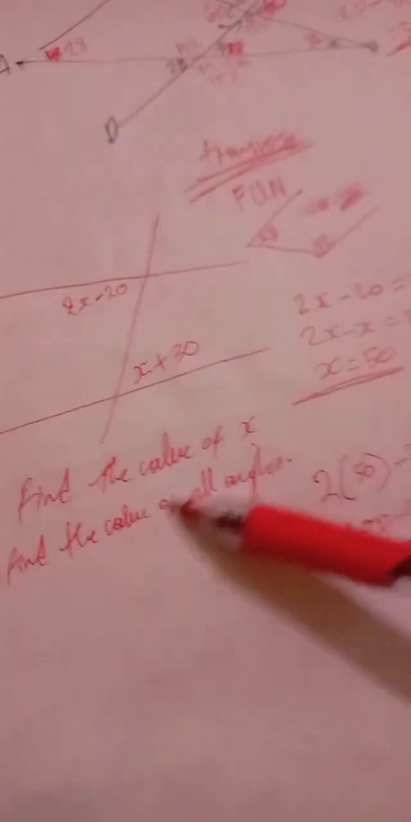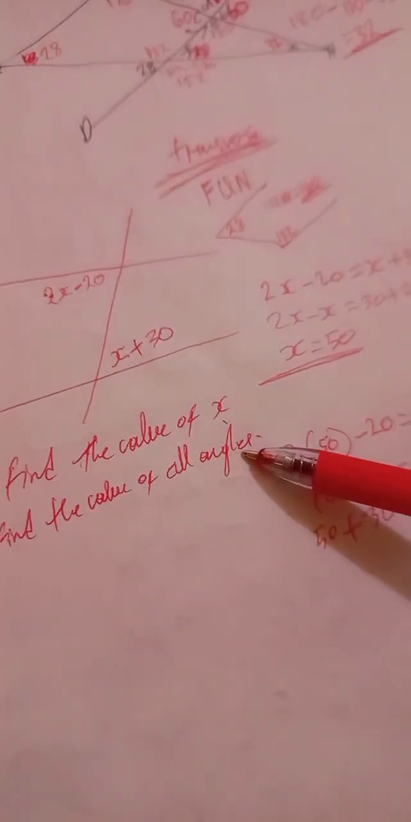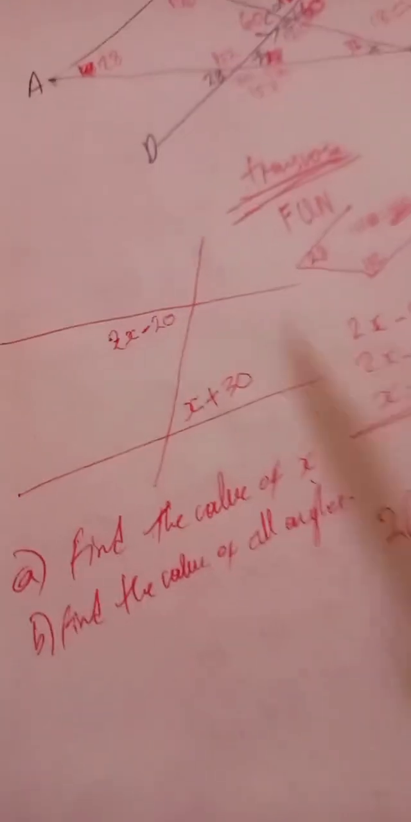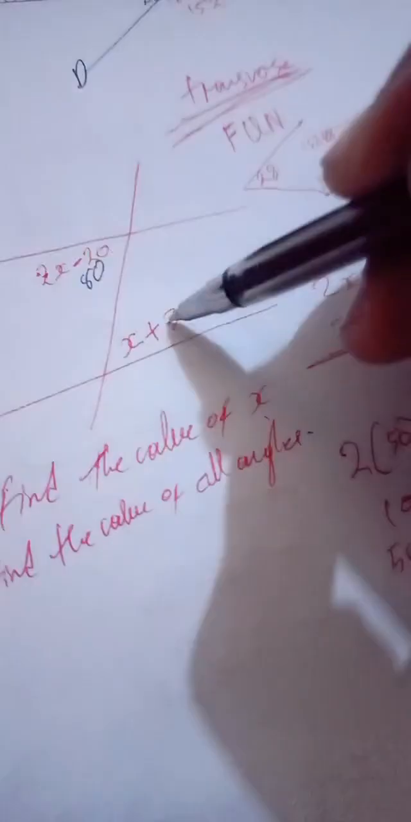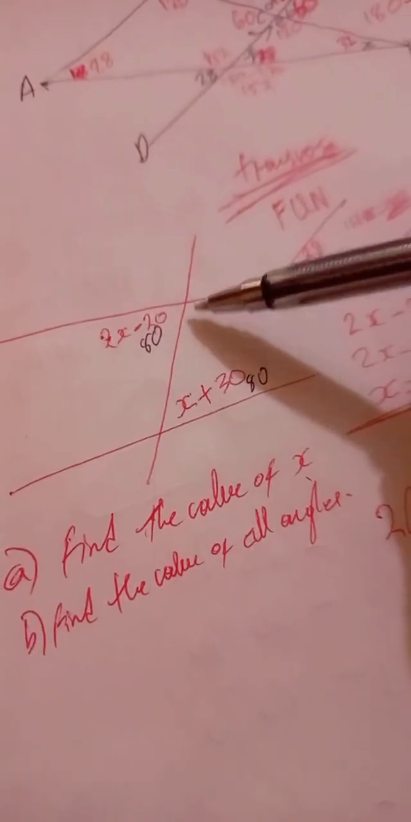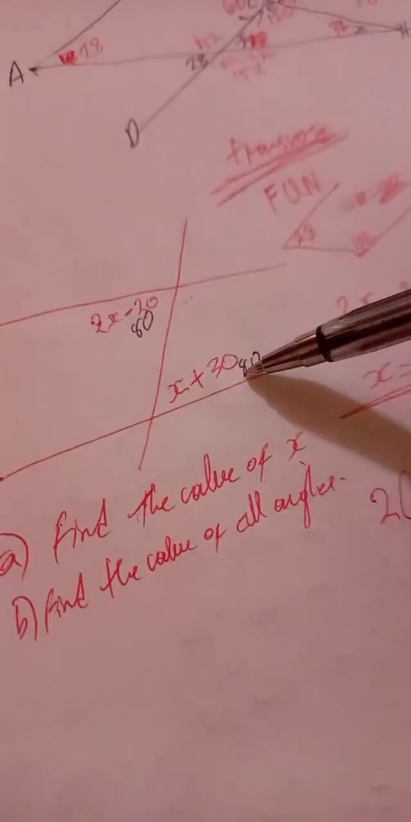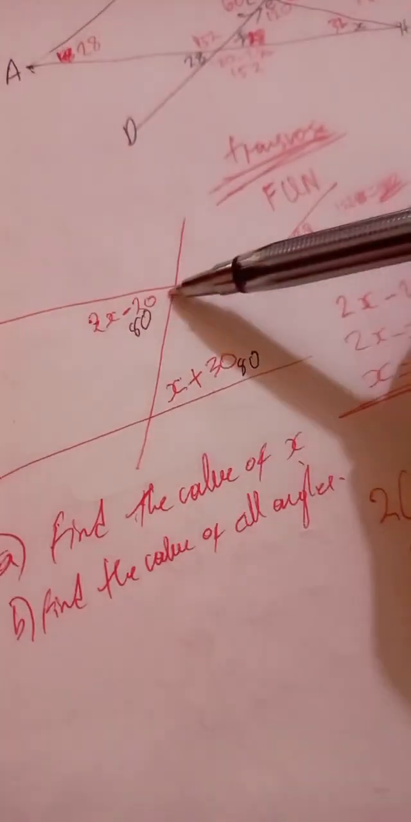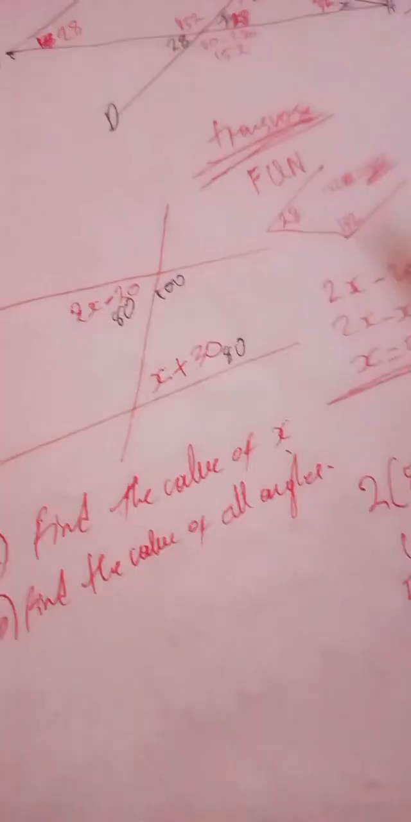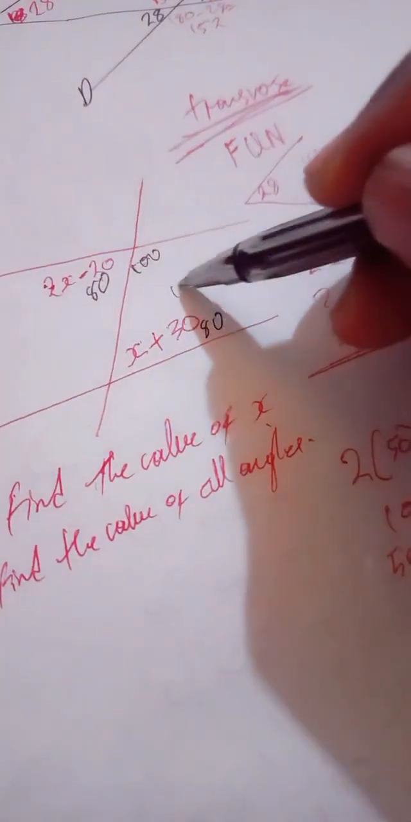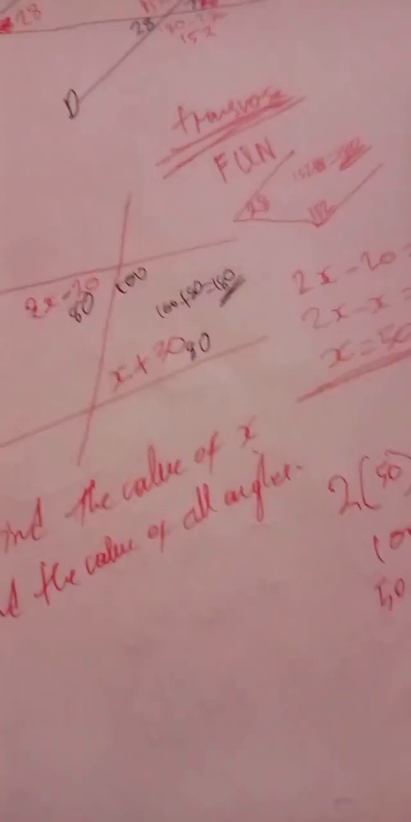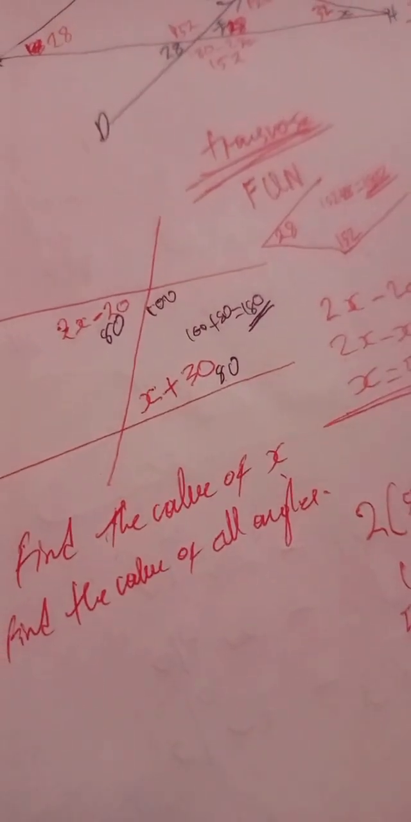Now we go back to our question. Find the value of all our angles, right? All the angles. So we come back. This is 80, right? This angle, how do we get it? If this is 80, remember this is co-interior. It's a U. So we must get 100, so that 100 plus 80 gives us 180. Co-interior angles, right?